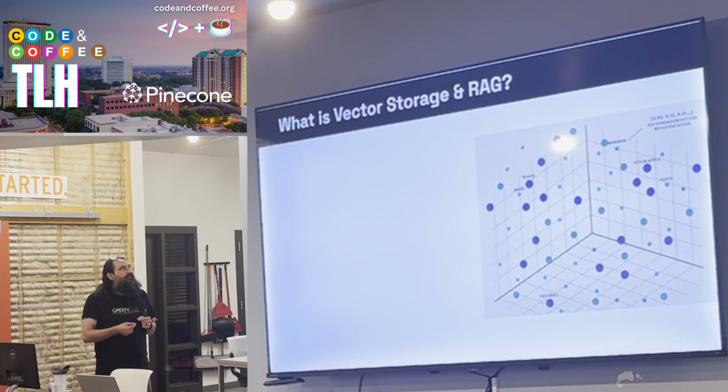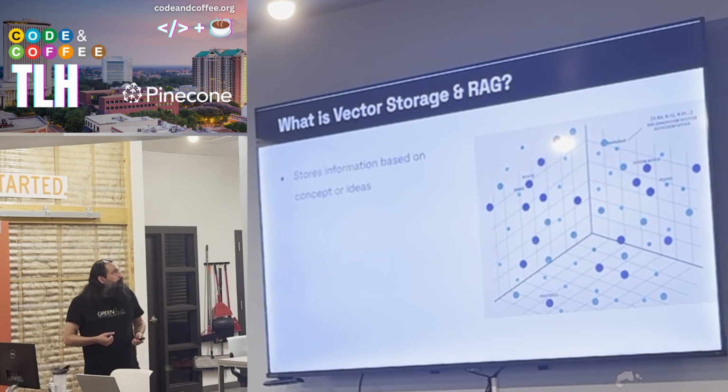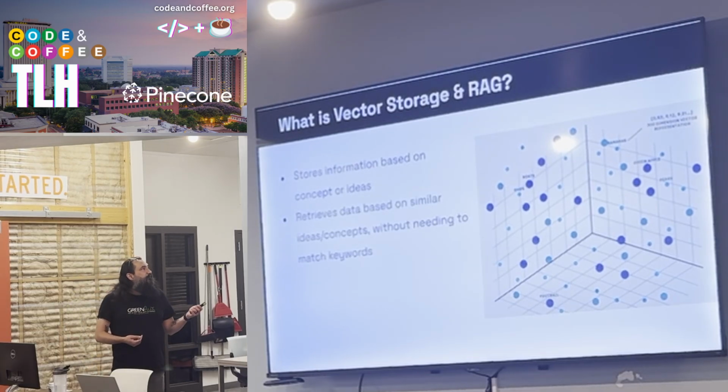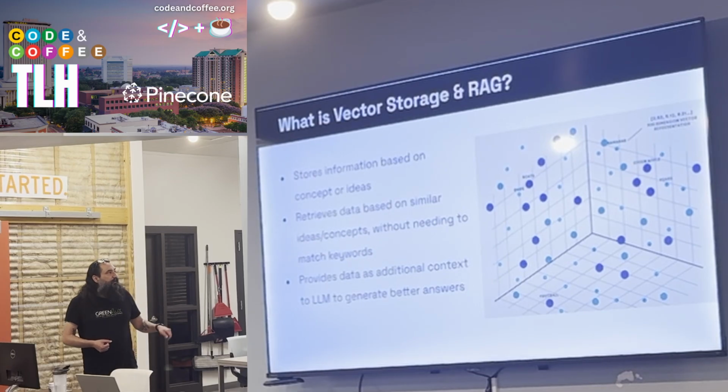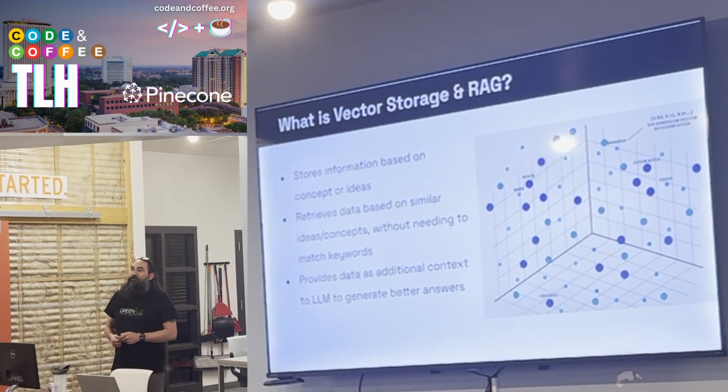Things are stored physically close to other concepts that are similar. And so if you asked a question about boats, you might find a document that's got the word ships in it, without it ever mentioning boats at all. It's still going to find it because it's a similar topic, without it matching the keyword exactly. So it stores the information based on a concept or idea and then retrieves similar information to your question without needing to match those keywords. And it provides that data as extra context to an LLM so that it can generate a better response.